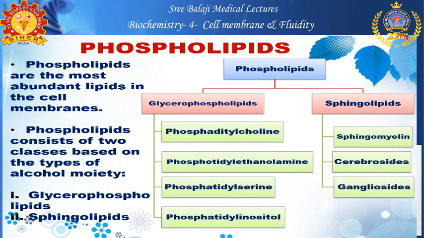Glycerophospholipids are again categorized. The examples of glycerophospholipids are phosphatidylcholine, phosphatidylethanolamine, phosphatidylserine and phosphatidylinositol. For sphingolipids, the examples are sphingomyelins, cerebrosides and gangliosides.